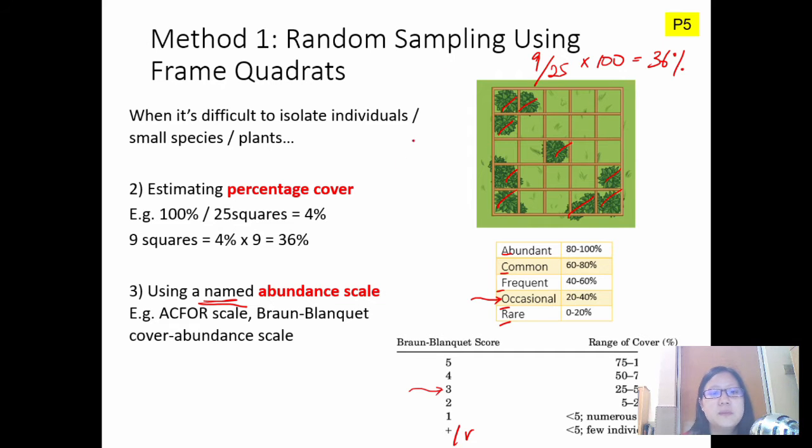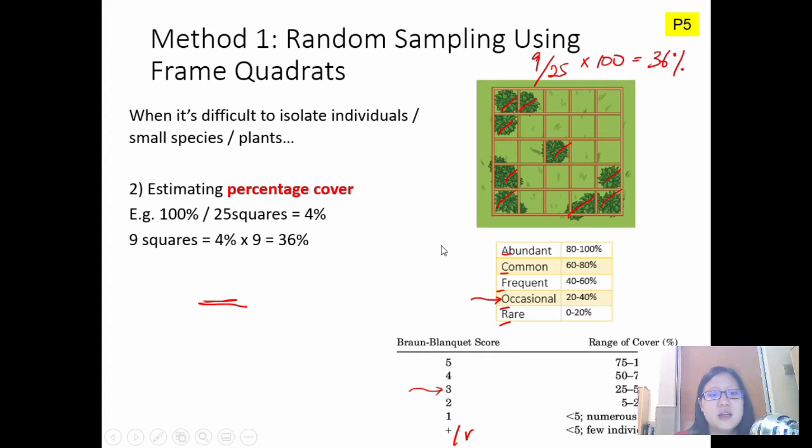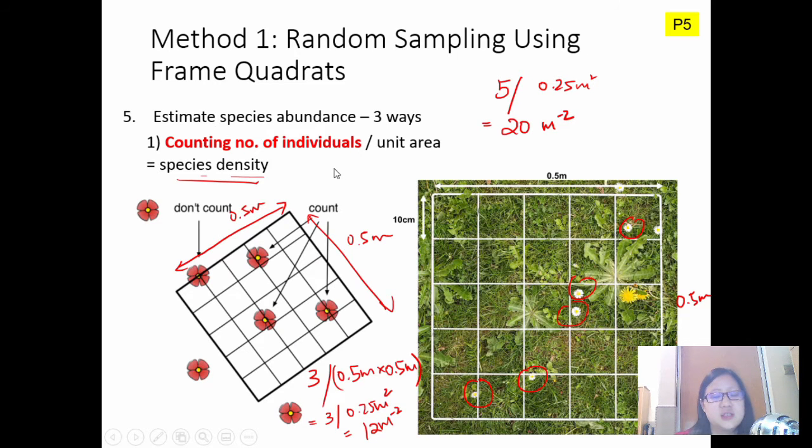And again, percentage cover and abundance scale are both for individuals that are very hard to isolate, very small species of plants, where it's just very difficult to isolate and calculate individuals. If this is not the case, then we should always count the number of individuals, and this is the more common way of doing things.